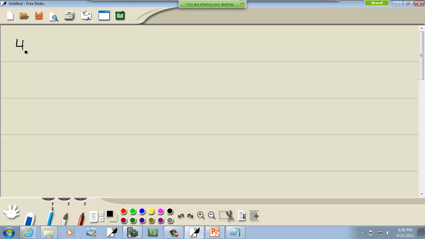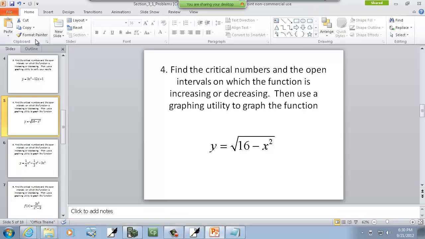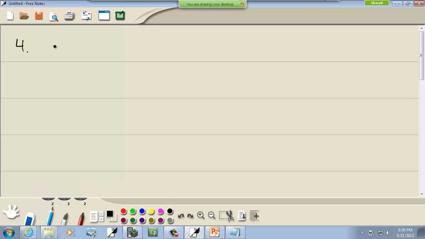So number 4. Find the critical numbers and open intervals in which the function is increasing and decreasing. So same instructions. We've got y is equal to the square root of 16 minus x squared. Now we know that whenever we're taking a derivative, we don't want radicals at all. So I'm going to rewrite this as 16 minus x squared to the 1/2.